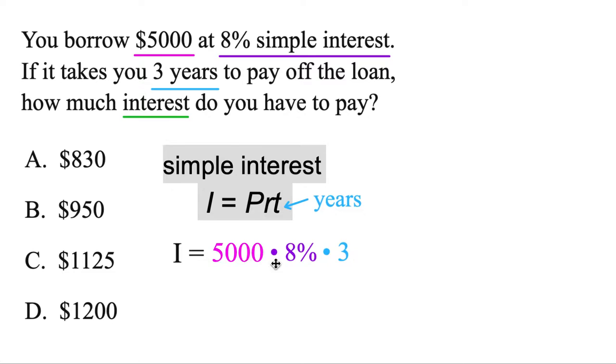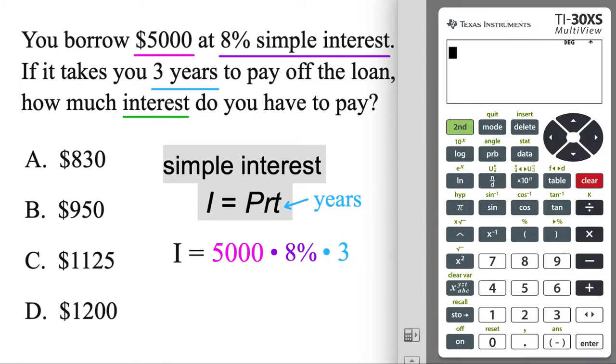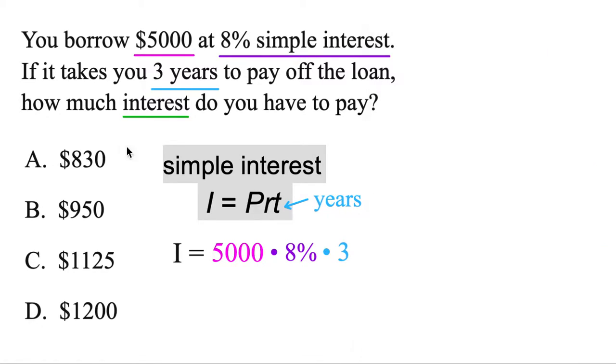Okay, so then we're going to multiply these with the calculator. Let's do that. 5,000 times 8. To do the percent, just hit the second left parenthesis. And then times 3. Okay, 1,200. But that is the interest I right there. That's what we were finding. So we're done for that problem.